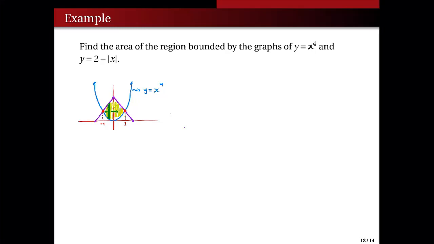So now I have given you the situation, this sketch here. I want you to set up the integral. In fact, give me the area of the region for this situation.